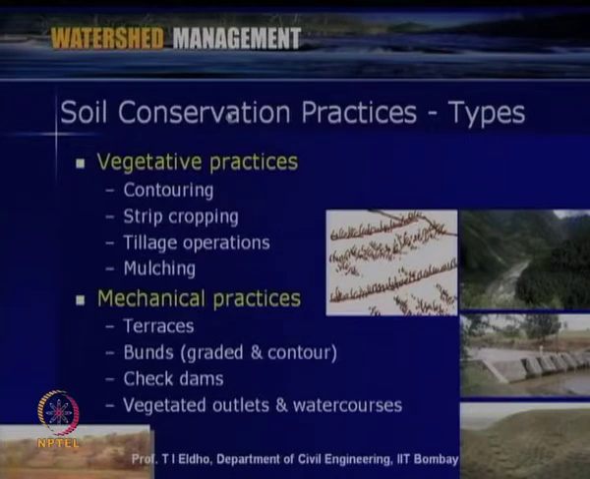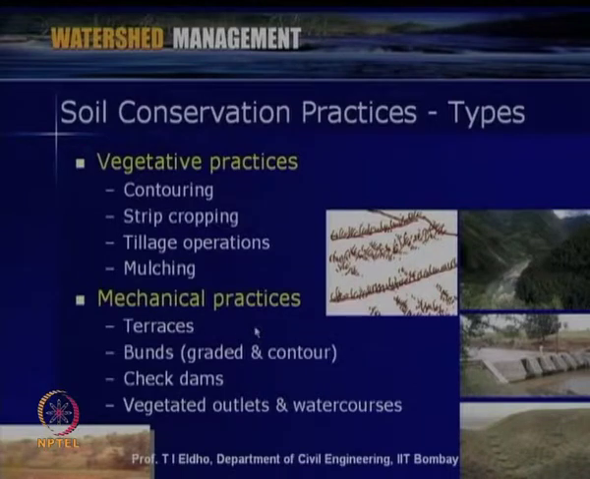Some of the soil conservation practice types are listed here. Mainly two types, one is the vegetative practices. That can be like contouring. On particular contours we can plant various types of vegetation, then strip cropping, then tillage operations, mulching. So, these are some of the vegetative type of practices which we can adopt.